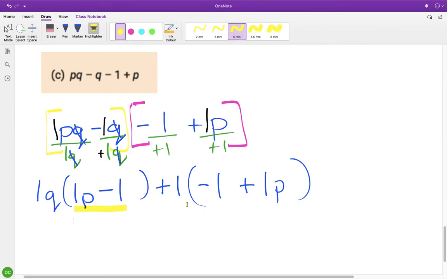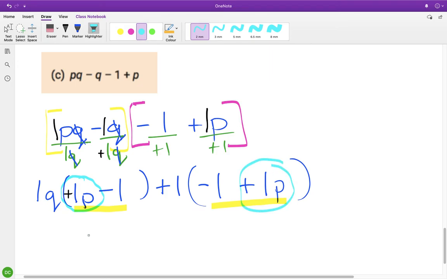Okay, so let's have a look and see if the brackets match exactly. So here I have 1P minus 1, and here I have minus 1 plus 1P. Right, look at what you have. Okay, so this has an invisible plus. So this here, just highlight it out, is a plus 1P. Do I have a plus 1P here? Yes, I do. So they match. Here I have a negative 1, and here I have a negative 1, so they match.